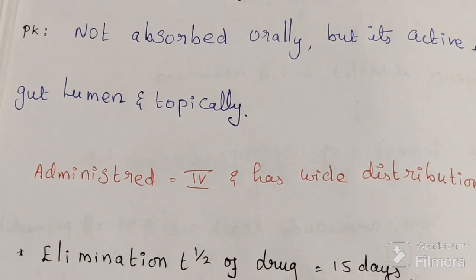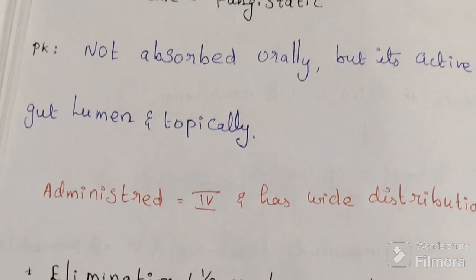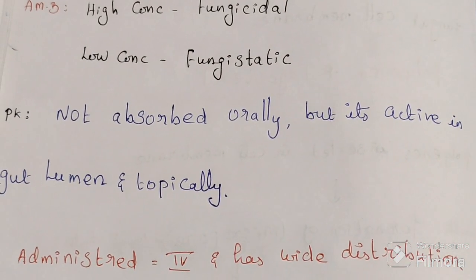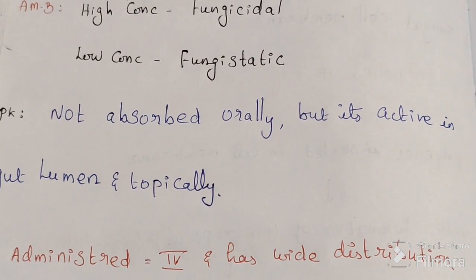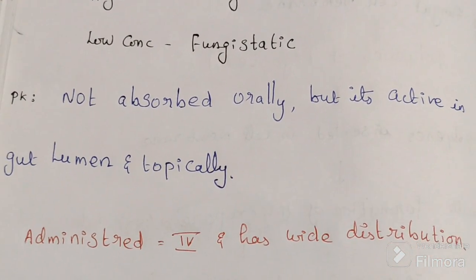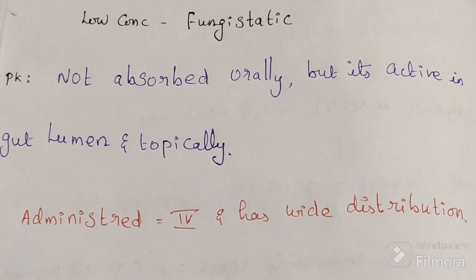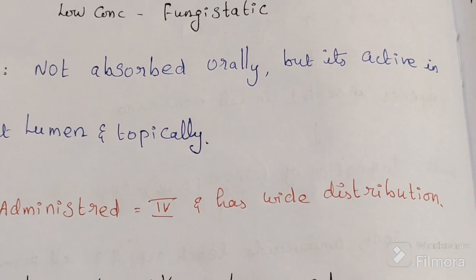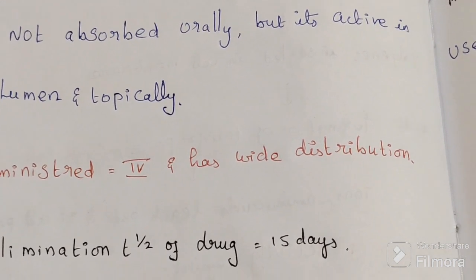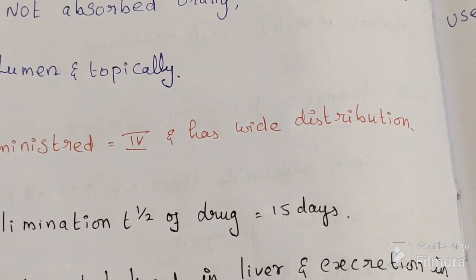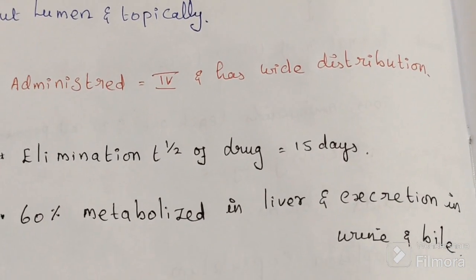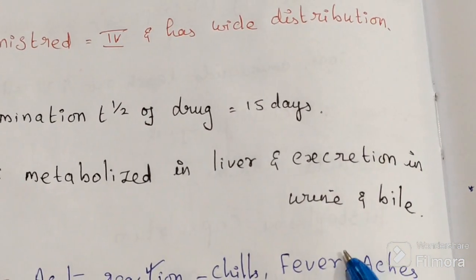So in pharmacokinetics, amphotericin B is not absorbed orally but is active in the gut lumen and topically. It is administered by the intravenous route, with wide distribution. The elimination half-life is 15 days, and 60 percent of the drug is metabolized in the liver and excreted in urine and bile.